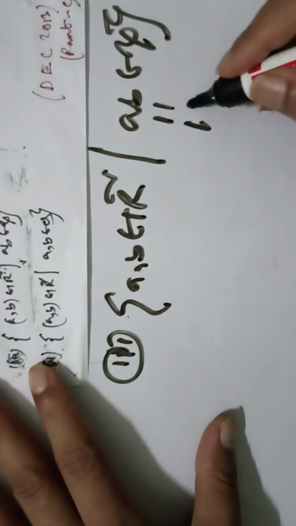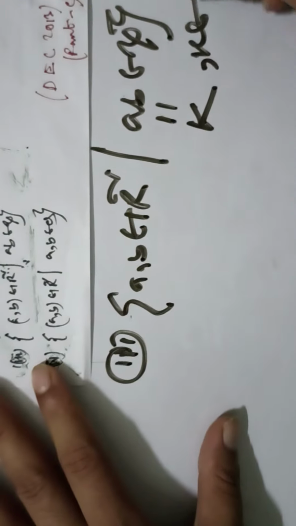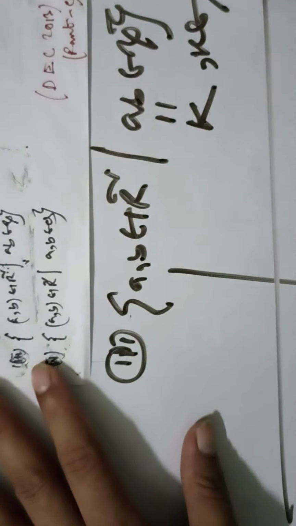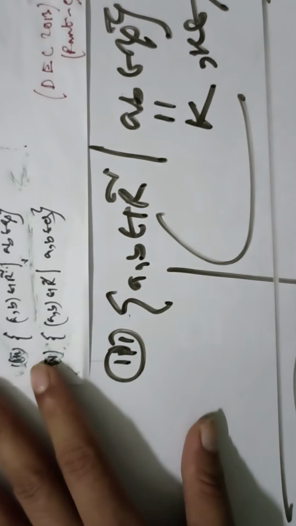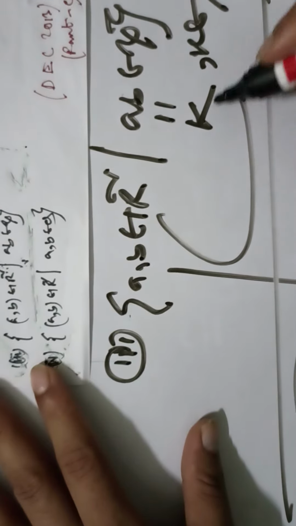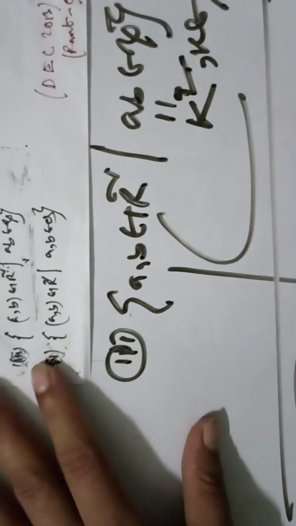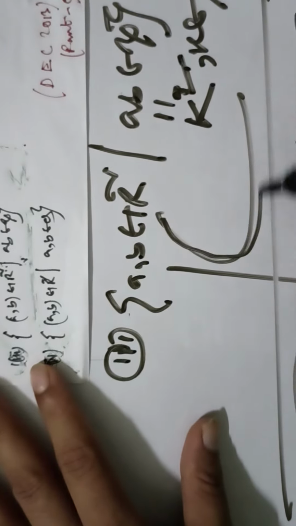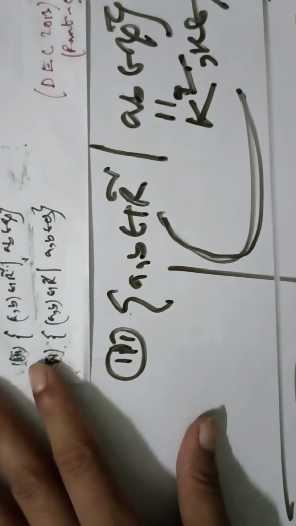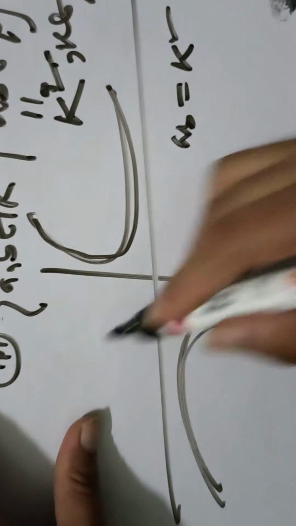If you choose AB equal to K, where K is an integer, and then if you choose K equal to 1, this gives a rectangular hyperbola, x equal to c square. So how many points are on a rectangular hyperbola? Uncountable. There are uncountable points on a rectangular hyperbola. So this is uncountable.